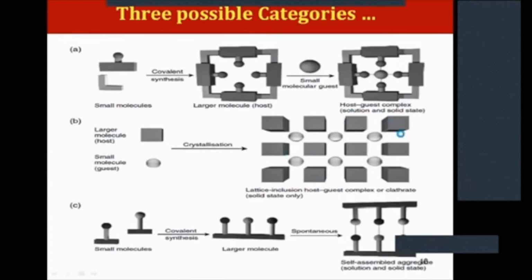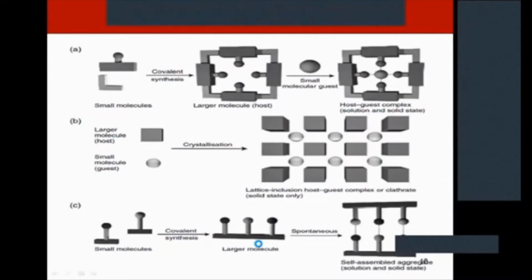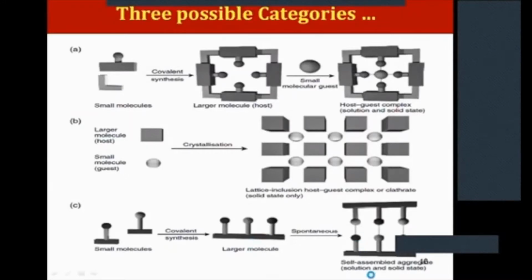In nature, we have zeolites and clathrates. Similarly, synthetically, we can prepare metal organic frameworks like this. So these metals sit in the lattice positions, and they may have pores inside, which can be applied for various applications. The third one is small molecules. They are not covalently joined to form larger molecules, but with the help of an external stimulus like heat, light, or pH conditions, they spontaneously organize to form a self-assembled aggregate. This can happen both in solution state and the solid state.